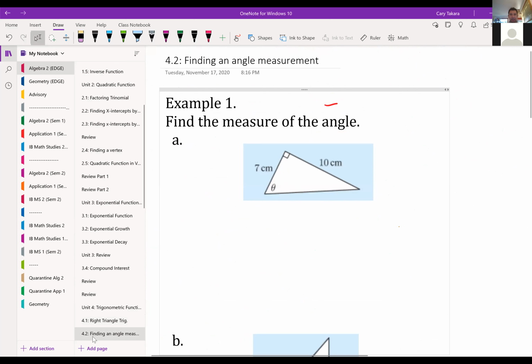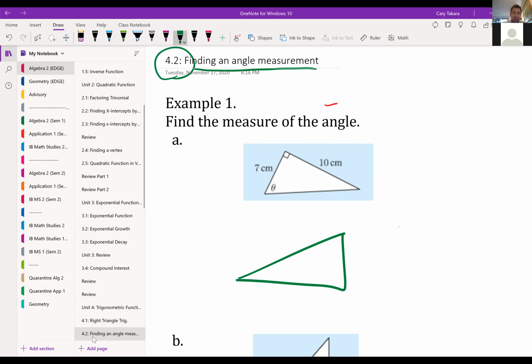Now today, so this is today's notes. It's 4.2. We are going to find the angle measurement. So I would like you to just, and we're just going to jump right into the examples. Okay. Now you see that.